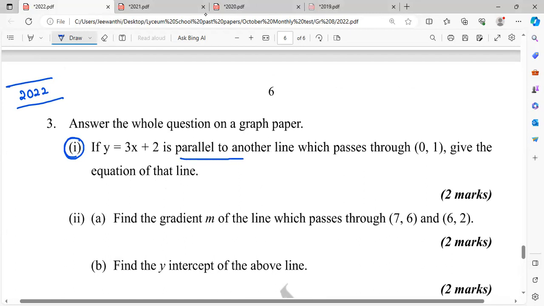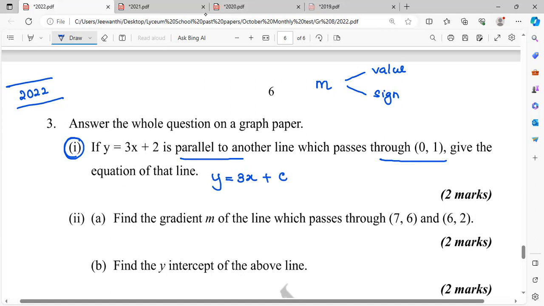And they have given that the line goes through 0, 1, right? Therefore, I will get this, you know now. If the lines are parallel, what is the requirement you should have? The gradient should be equal. Gradient value should be equal. And also the gradient sign should be equal. Both requirements should be fulfilled to get the value. So then y is equal to 3x plus 2. The parallel line, definitely it should start with the 3x because the gradient should be equal.